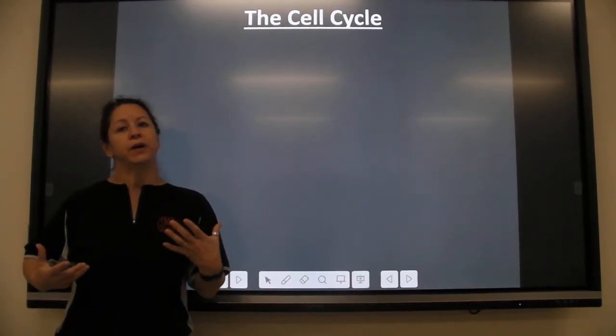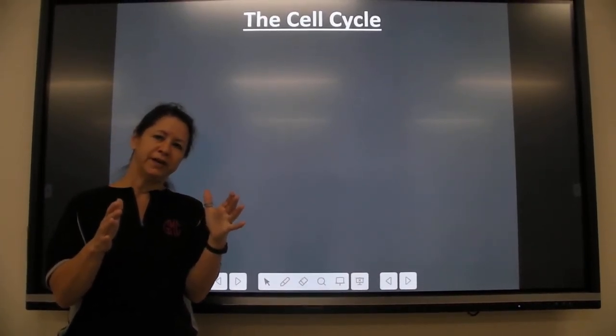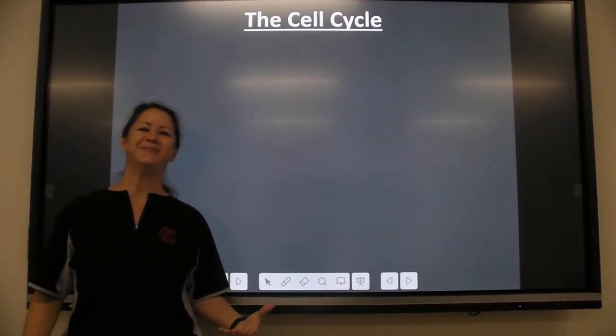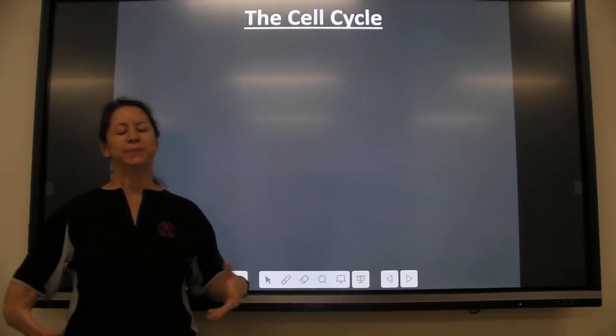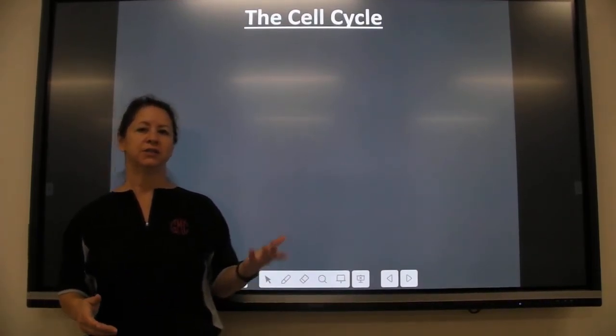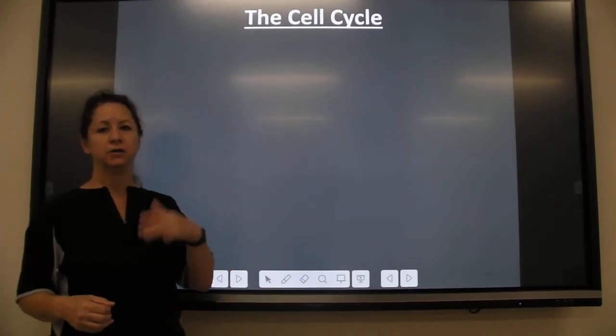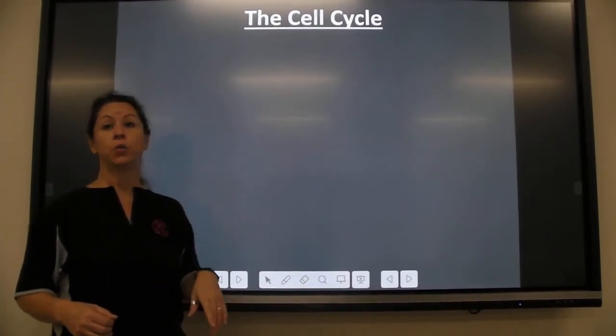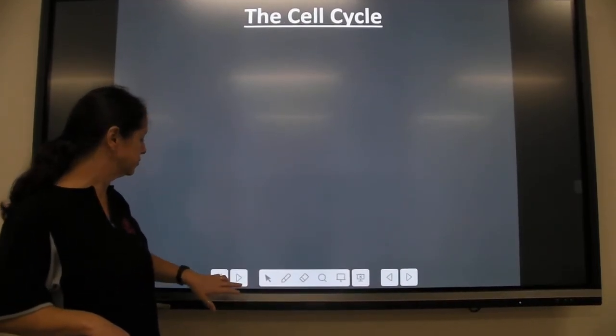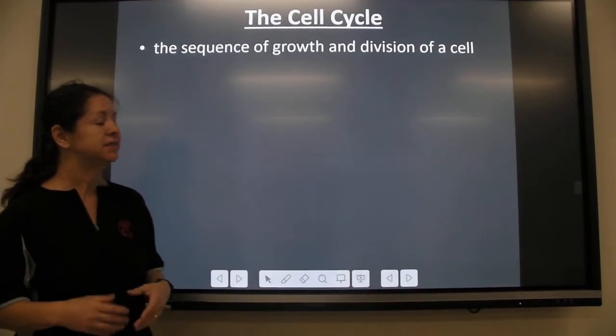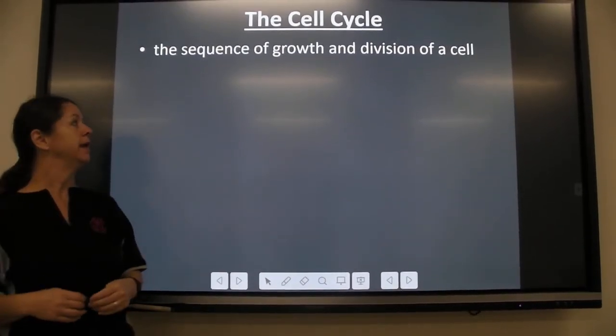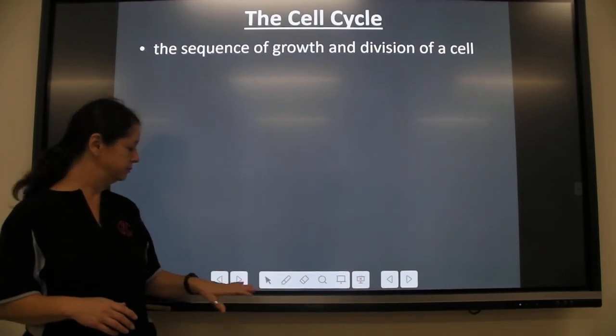It's also how we grow bigger. You know, you're born, you're only this big, and when you're full grown, you're this big. And the only way to get bigger is to add more cells. And so the cell cycle is how cells actually work and then reproduce and create new cells. All right, so this is the sequence of growth and division of a cell.